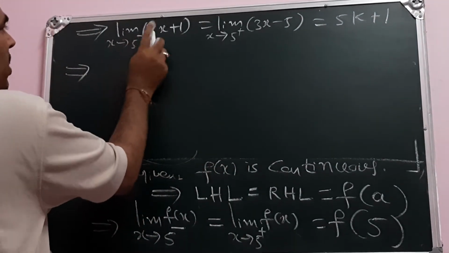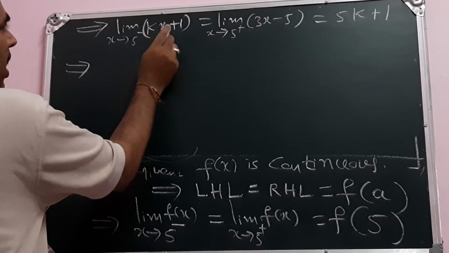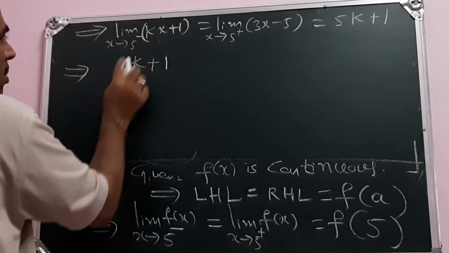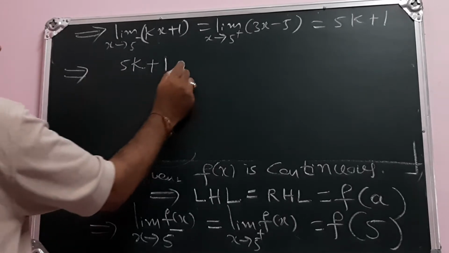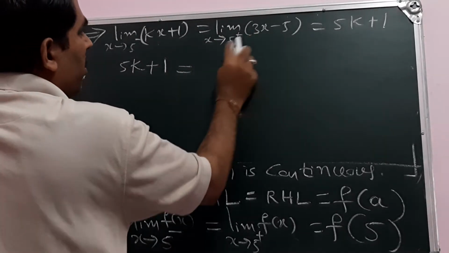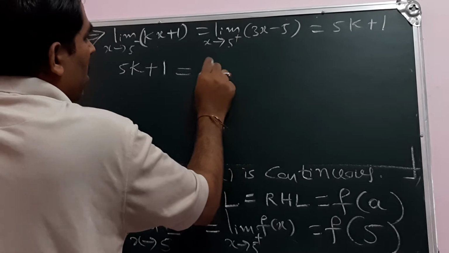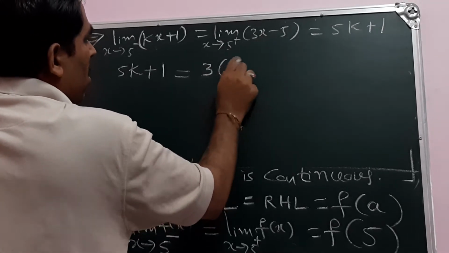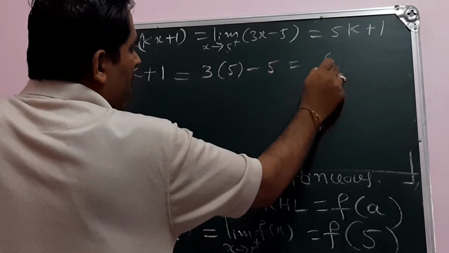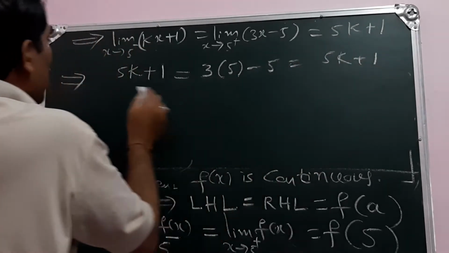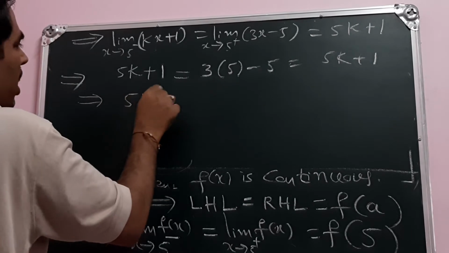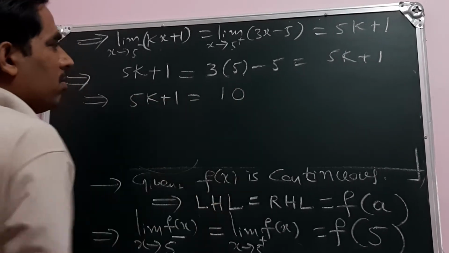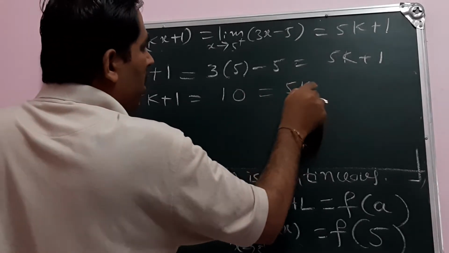See, I am going to apply the limit here. x tends to 5, so I will write 5 here. So 5k plus 1, I applied the limit, so I don't have to write the limit. Is equal to, see, limit of 3x minus 5 as x tends to 5. So 3 times 5 minus 5. I write this 5k plus 1 as it is. So 3 fives are 15, 15 minus 5 is 10, equal to 5k plus 1.